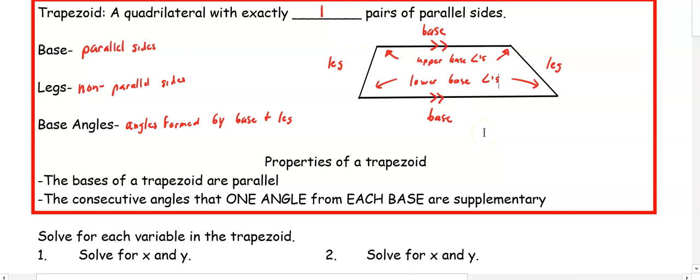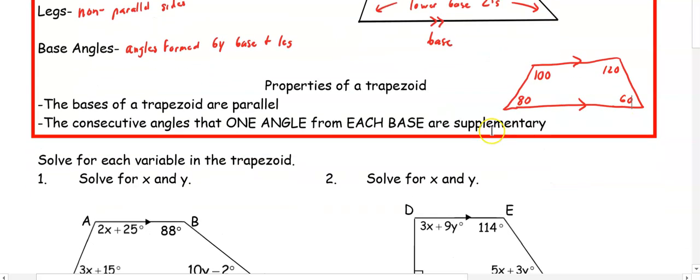A trapezoid only has two properties. One property is that the sides are parallel, and then because the sides are parallel, our consecutive angles, one from each base, are going to be supplementary. This should make sense because if we have two parallel sides, these angles are same side interior angles, so they are going to be supplementary. They're not always going to be the same though. For example, this could be 100, this could be 80, this could be 120, and this could be 60. So you could have four different angle measurements here.